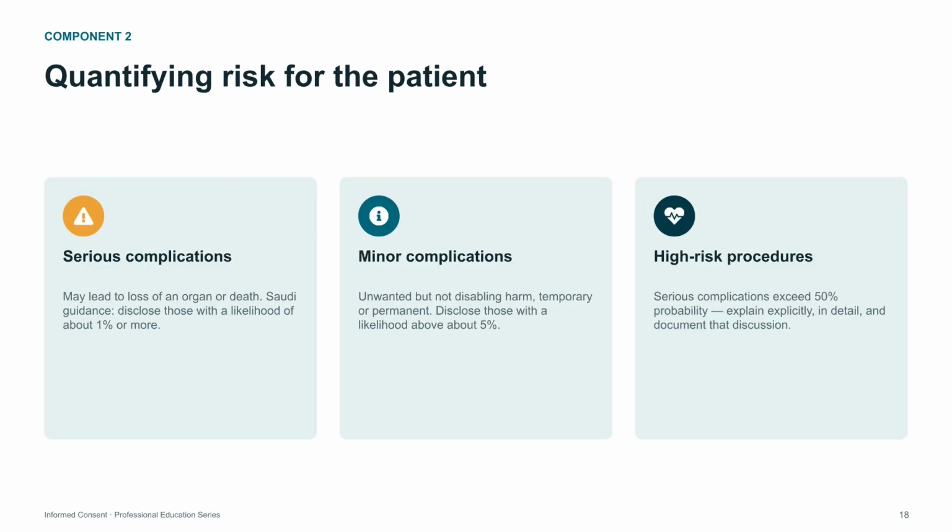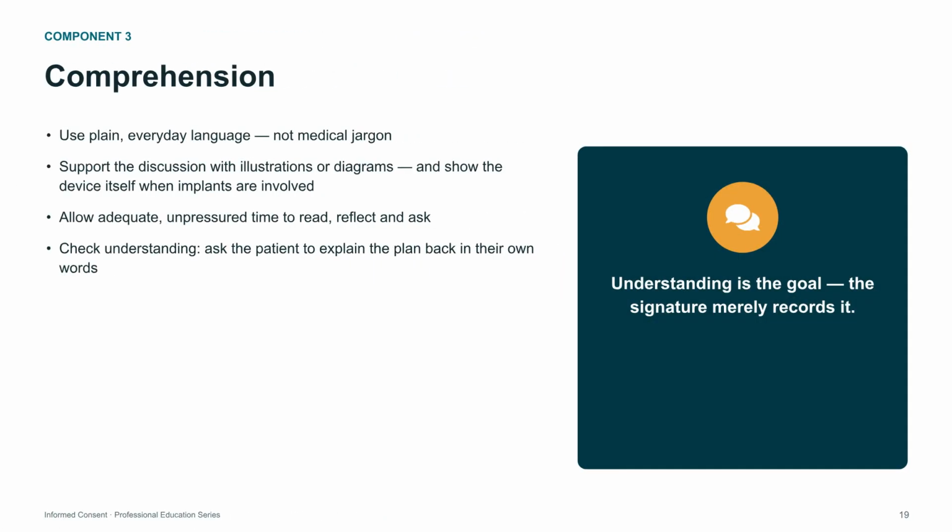Risk quantification follows specific guidance. Disclose serious complications with a likelihood of 1% or more, and minor complications above 5%. For high-risk procedures where serious complications exceed a 50% probability, provide an explicit, detailed explanation and document that discussion. Comprehension is the ultimate goal. Use plain language, support your discussion with visual aids, and allow sufficient, unpressured time for the patient to reflect. Always verify understanding by asking the patient to explain the plan back to you in their own words.